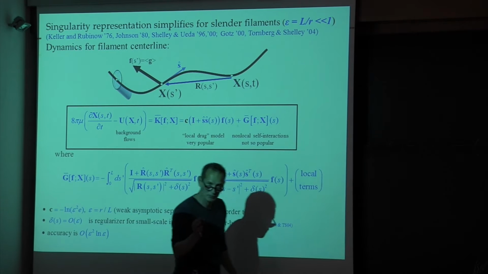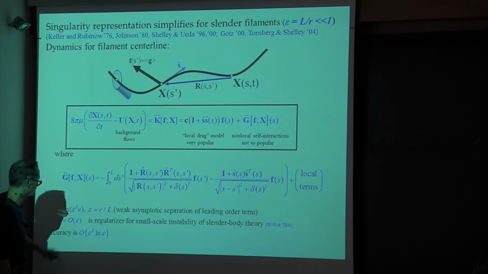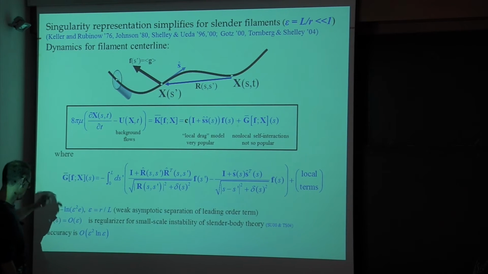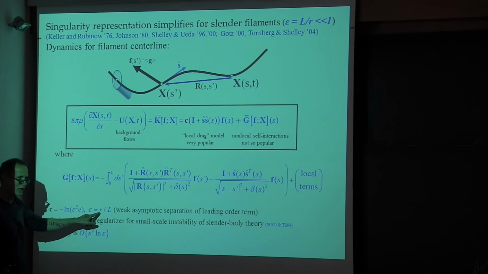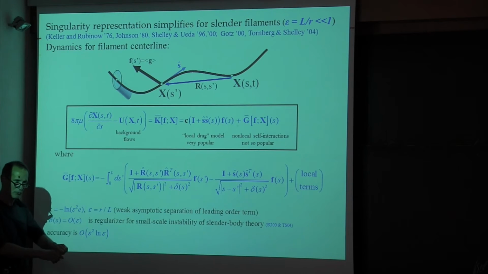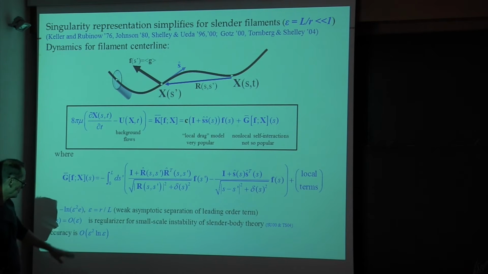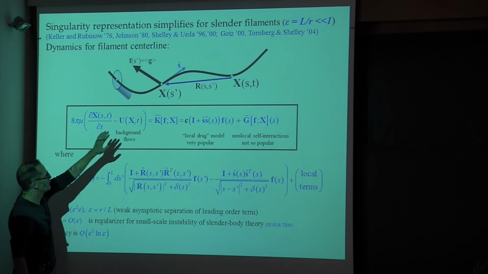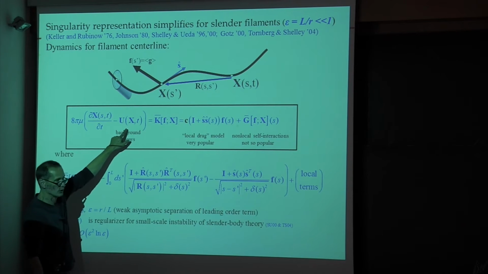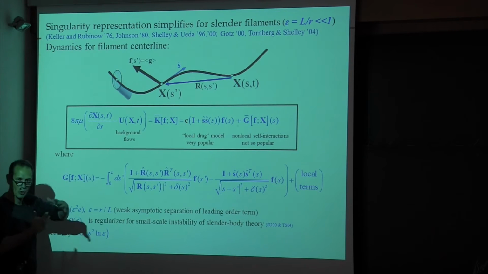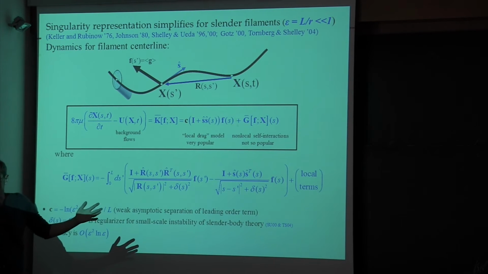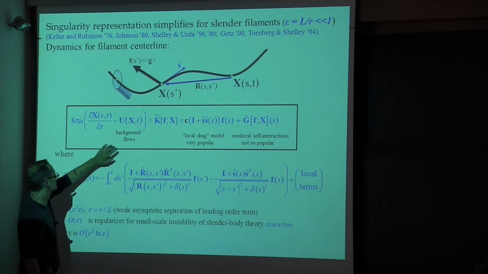In small epsilon, what's epsilon? I should have said it already before. Epsilon here is the radius of this object divided by its length. So I'm assuming I have something which is much longer than it is thick, and I use that as an asymptotic parameter. What it tells me is that this object is moving around in some background flow u. Here it's motion against a background flow, maybe generated by other objects like it, or maybe I'm shearing a cell, but there's some background flow.